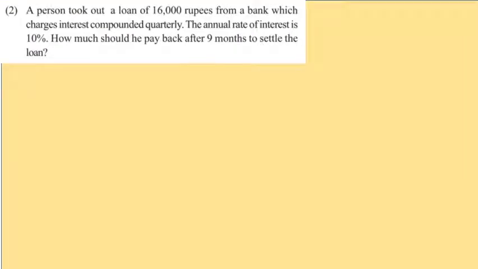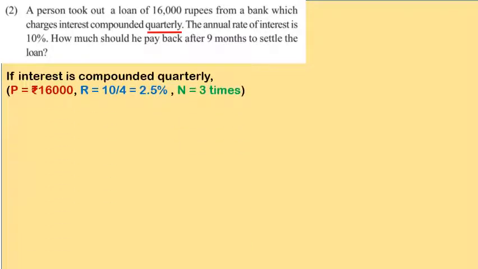Question number 2. A person took out a loan of 16,000 rupees from a bank which charges interest compounded quarterly. The annual rate of interest is 10%. How much would he pay back after 9 months to settle the loan? First write, if interest is compounded quarterly, principal P equal to 16,000 rupees, rate of interest R equal to 10 by 4, that is 2.5%. Why children? In the question, the annual rate of interest is given, that is 10%. So quarterly rate of interest equal to 10 by 4, which is equal to 2.5%.